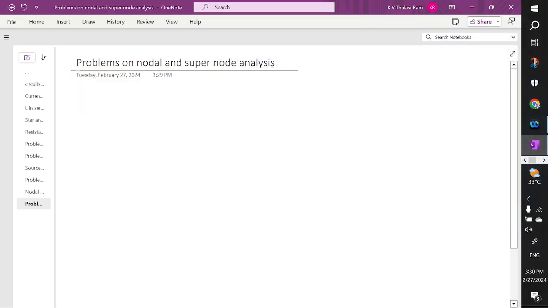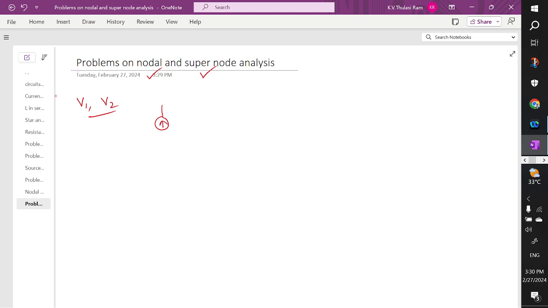Okay, guys. So let's try to solve some problems on nodal analysis and super node analysis. It's very simple to understand. He's asking to find the values of V1 and V2 for the network shown below. So the network is given to us like this.